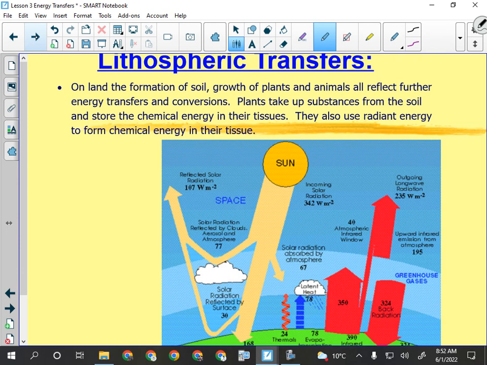Okay, and then lithospheric transfers, there's not much. The lithosphere does not play a very big role in this. Okay, mostly it's just allowing a place for plants to grow where the conversion part of the big three can happen. Okay, so we've got energy transfers and conversions that occur. They're mostly chemical kind of conversions as opposed to thermal.